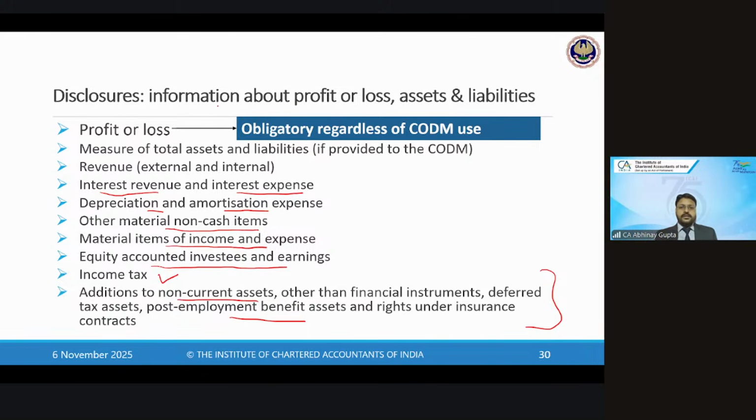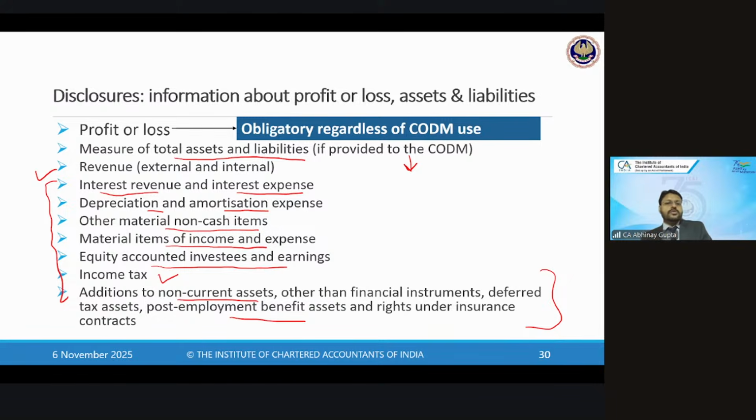Apart from presenting the total revenue only, right? It's not about presenting revenue only. All other information also needs to be presented in tabular form, right? And how the total assets and total liabilities for the segment are measured also needs to be presented if they are provided to the CODM and the CODM was reviewing that, right? So it needs to be presented only on the basis of the CODM review.